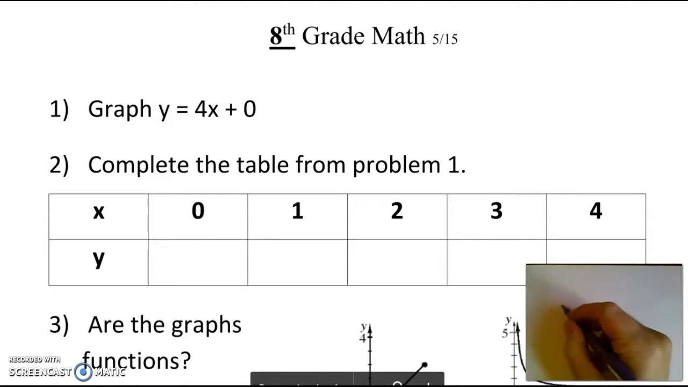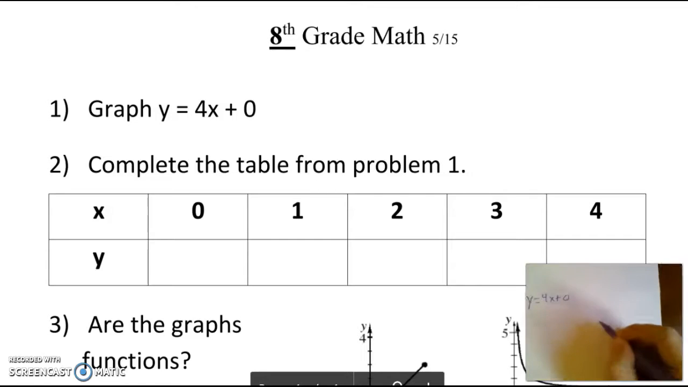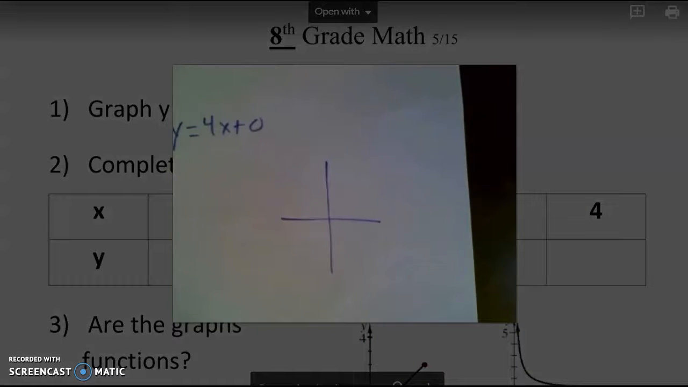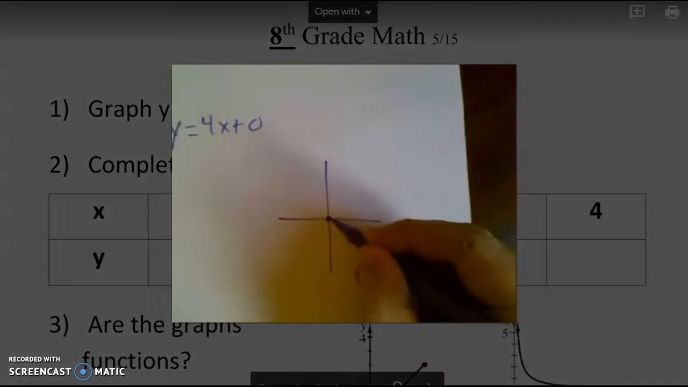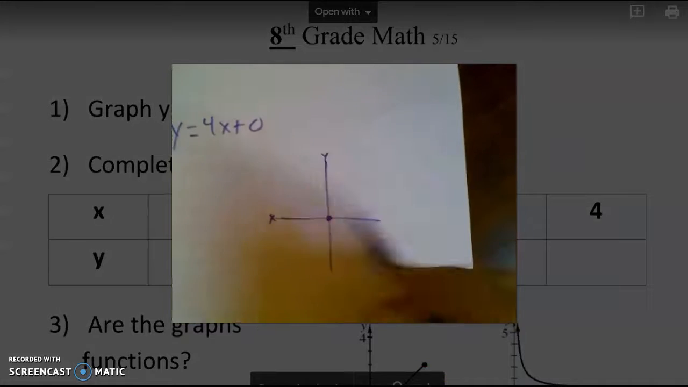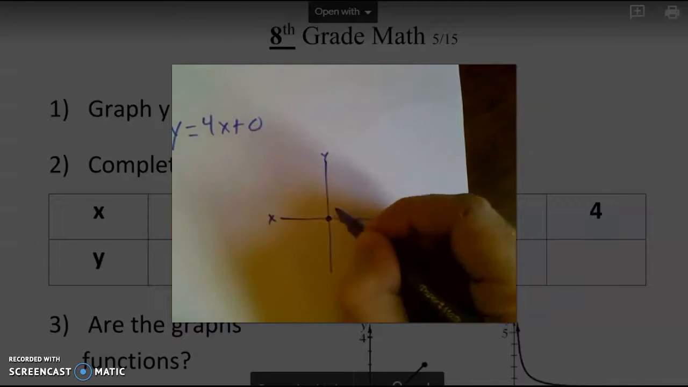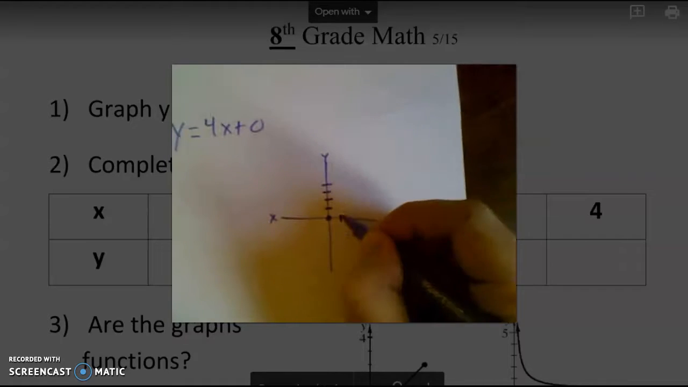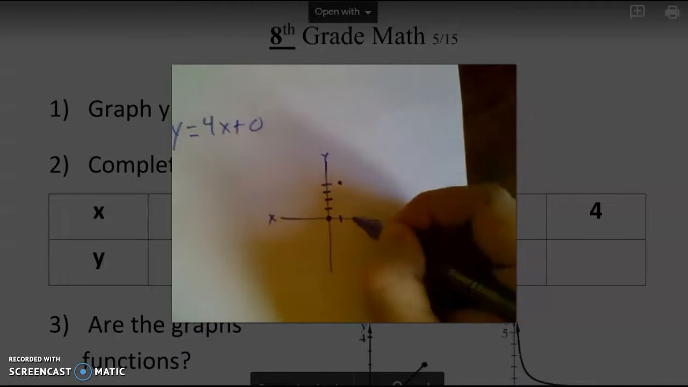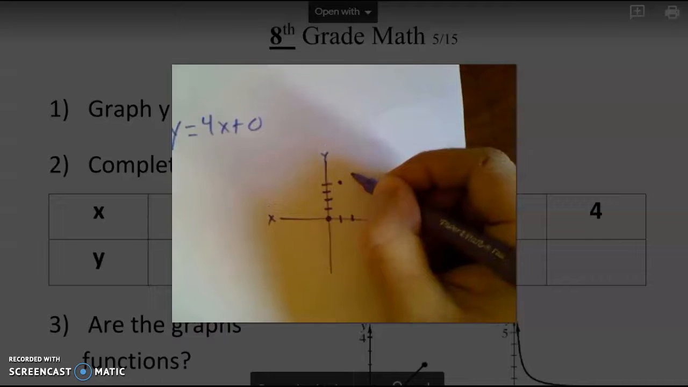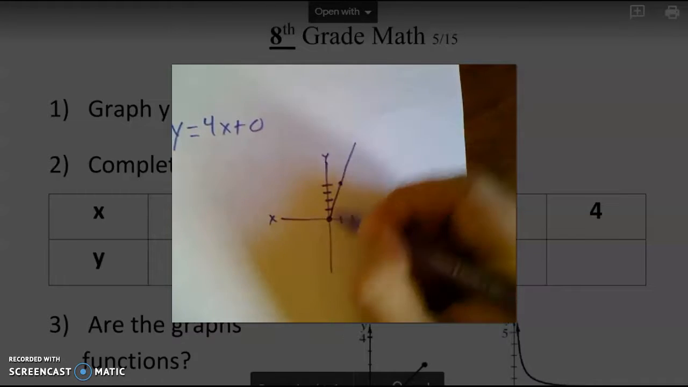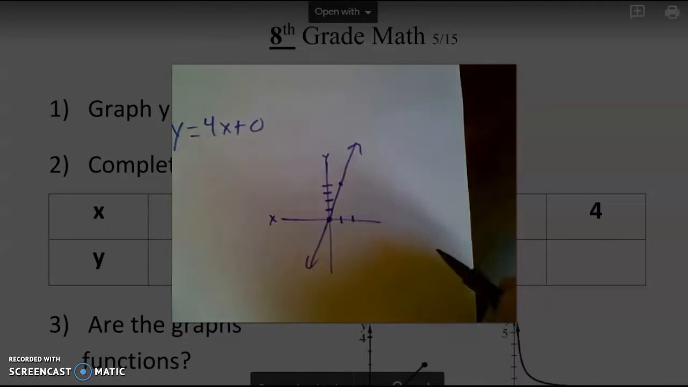So it says to graph y equals 4x plus 0. And from the equation, I know that the plus 0 means my y-intercept is 0. So the line will cross right here. And I also know that the 4 tells me the rate of change. So when I go over 1 unit, the height of my line will go up 4 units. So if I go over 1 unit again, it goes up another 4 units. And pretty quickly, I can show my graph.